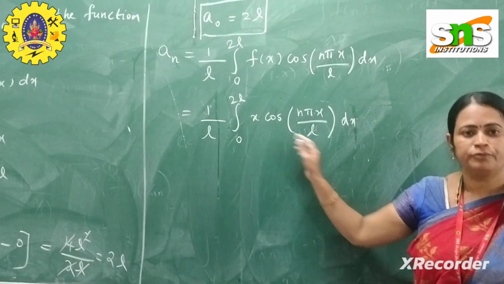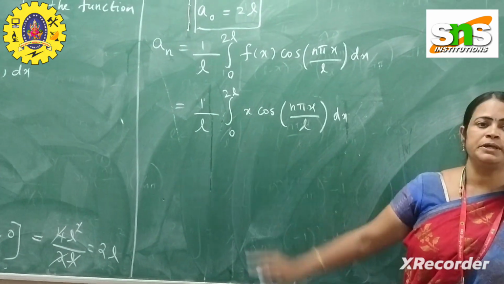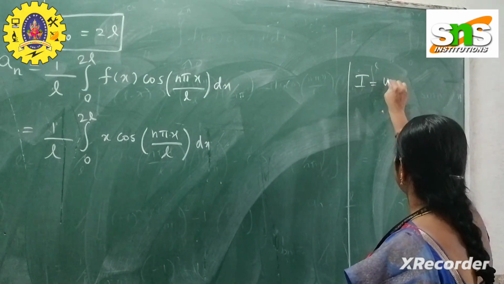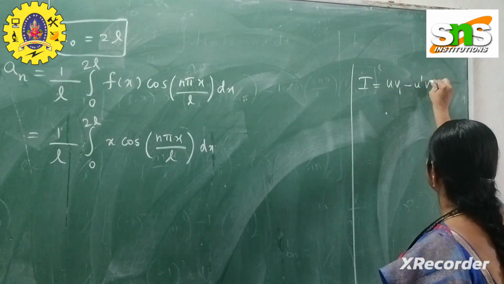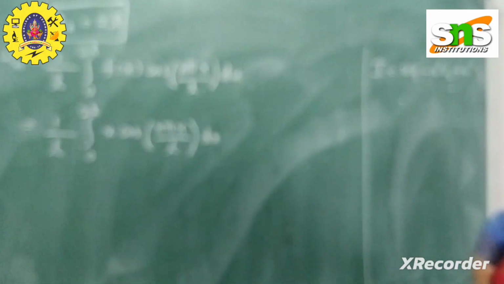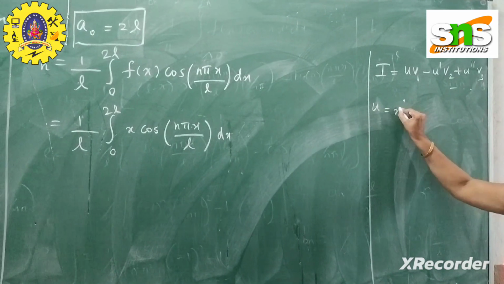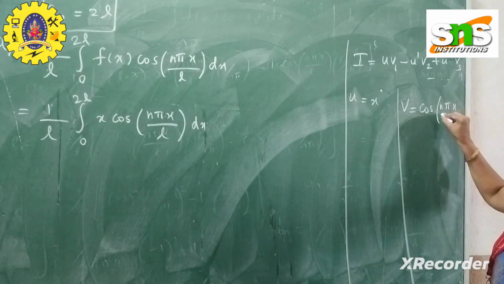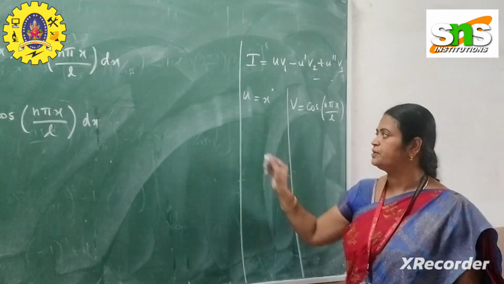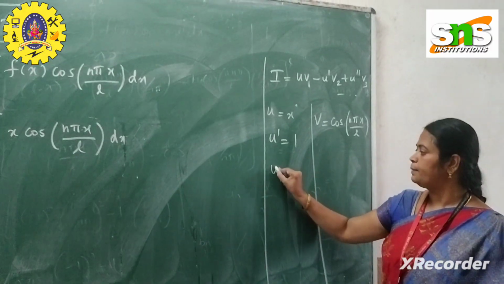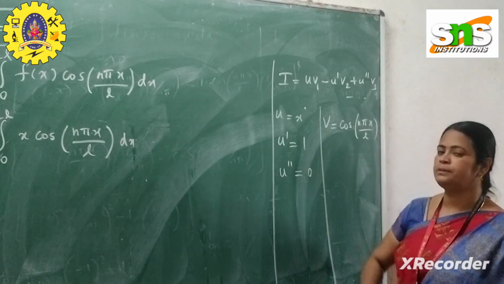When you have a product of two functions, you have to integrate this by using Bernoulli's formula. So what is Bernoulli's formula? Bernoulli's formula I is given by u into v1 minus u dash v2 plus u double dash v3 minus etc. Here you have to choose u as x, so u equal to x and v is given by cos of n pi x by L. Here u represents the differentiating function and v represents the integration function. u dash is given by, when you differentiate x you get 1, and u double dash, the differentiation of a constant, becomes 0.